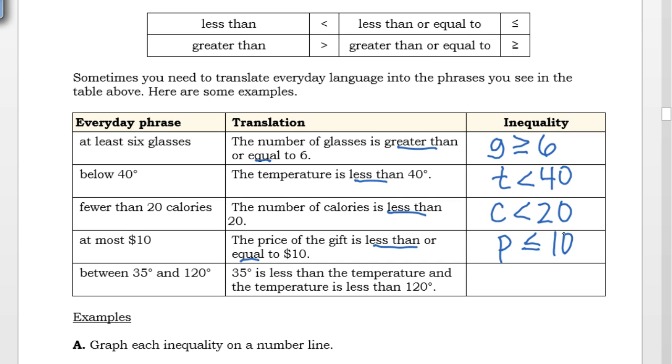And between is a double-sided inequality. So 35 is less than the temperature, which is less than 120. If you want to think about this one a little differently, between means t is going to be bigger than 35, but t is going to be smaller than 120. And so we just take this one and flip it around, and then we can merge the t's together, and that's why it looks like the one in the box.